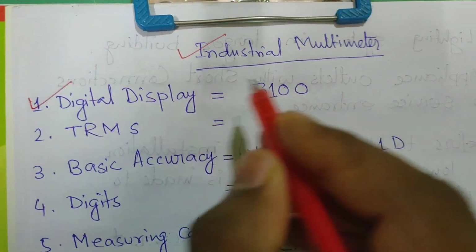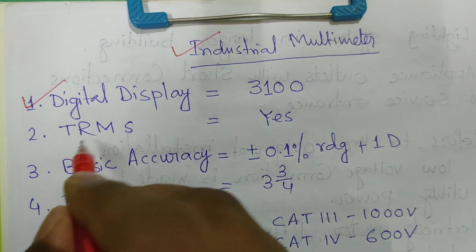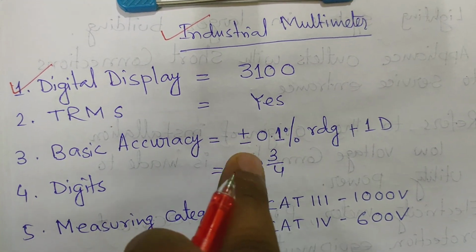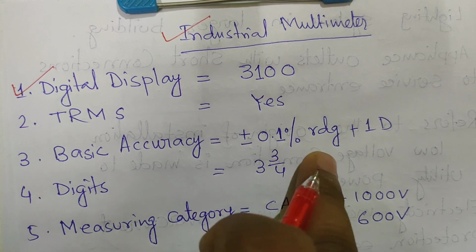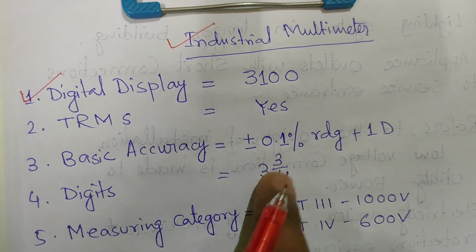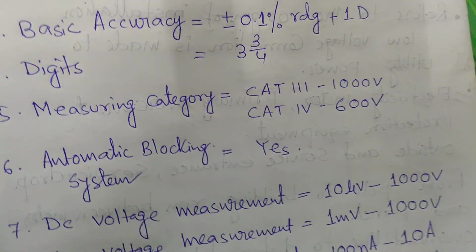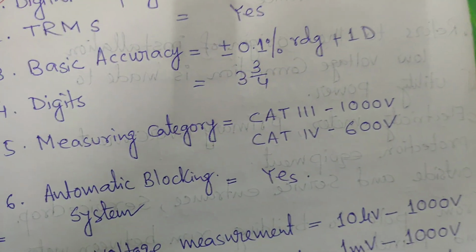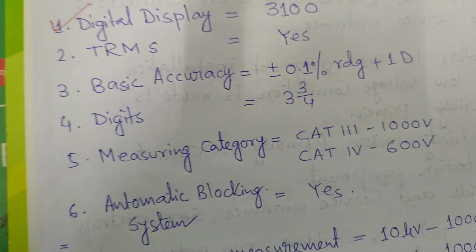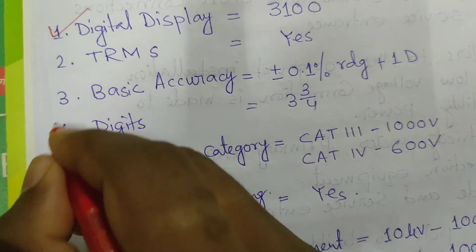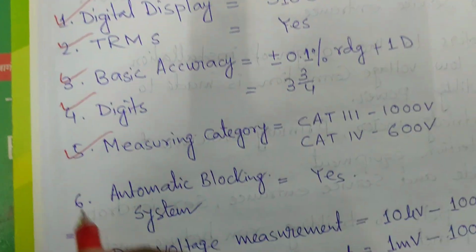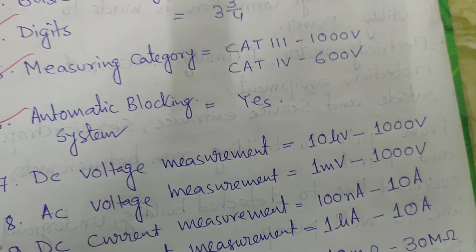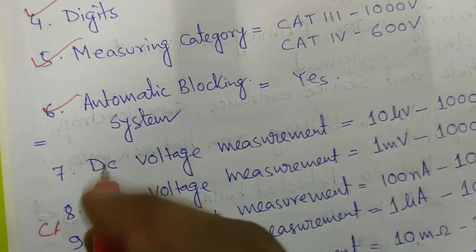So digital display should be 3100, TRMS yes, basic accuracy plus minus 0.1%, digits 3 and 3/4, measuring category CAT 3 and CAT 4 should be there, because it is being used for the industrial purpose. And it should have automatic blocking systems for better protection.